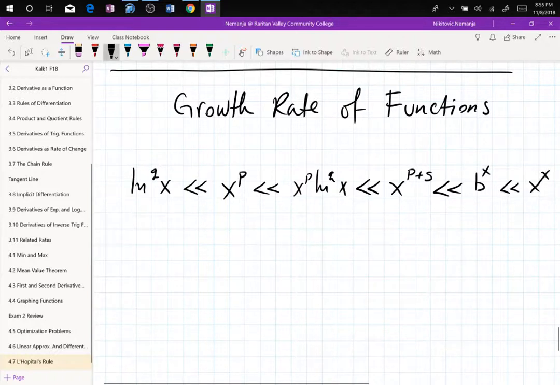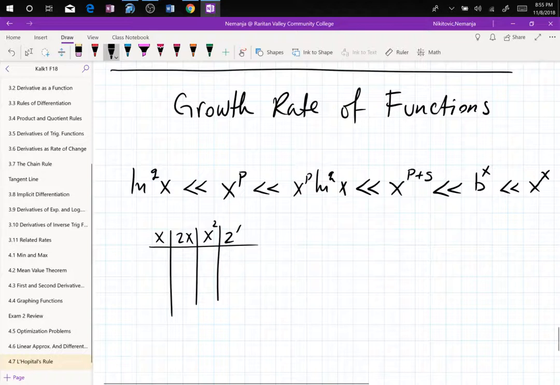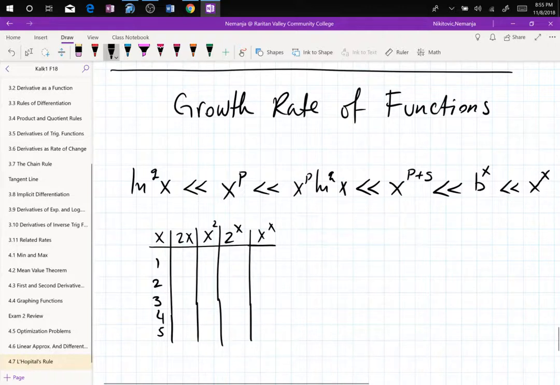and now what I call the boss function at the end over here, x to the x. It is very simple to see how these values grow if you just have x, 2x for a linear function, x squared, 2 to the x, and then x to the x. And you just run a few values: 1, 2, 3, 4, 5. If you do the first 5 values, immediately it will be clear that as you move this way, functions grow faster.